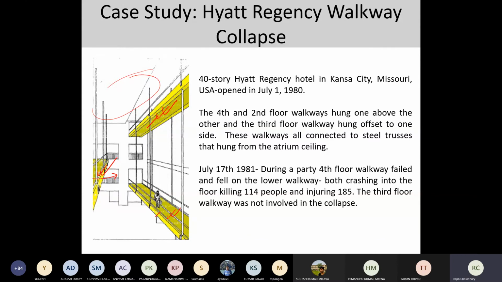And it was a catastrophic failure. Catastrophic means there was a significant amount of damage. And you know already the law in the US.